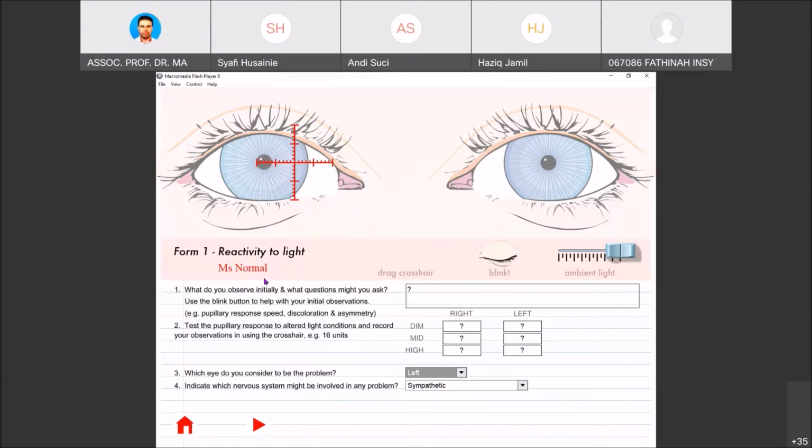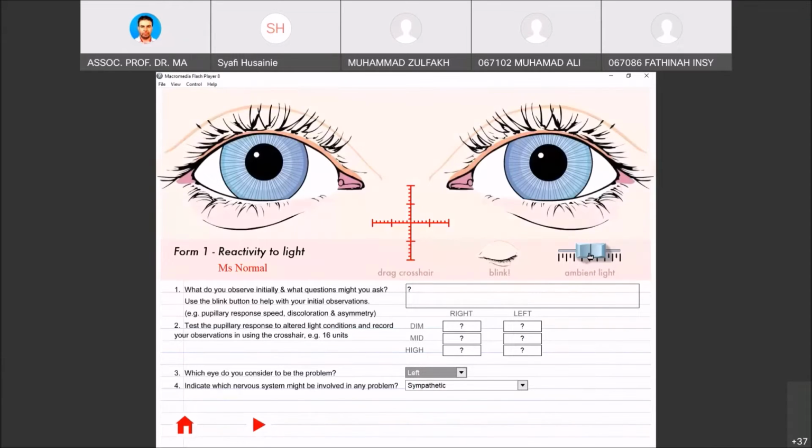That's why this is Miss Muscarinic. Muscarinic receptor. Okay. Muscarinic receptor on which muscle? The circular muscle or the radial muscle? Circular muscle. Thank you so much, Zulfakhri. You are very right. That is the important thing about physiology. Understanding physiology will help us understand pharmacology. So that's why we are asking these questions before we start the drug application.